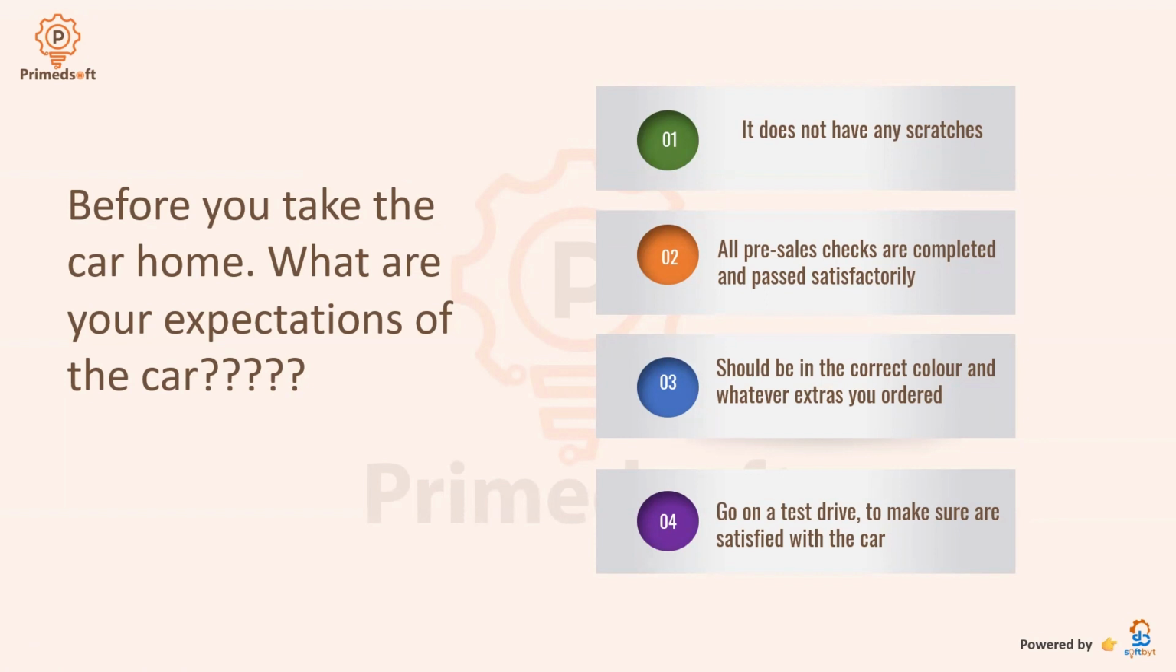And whatever extras you ordered, if you've ordered them, it should have them, an extra tire or whatever, and the seats should be covered with a particular design. So you want to make sure that all those things are there. You go on a test drive to make sure that you are satisfied with the car. These are the things you are going to do, and by so doing, you are testing that car, or you've performed testing on that car.